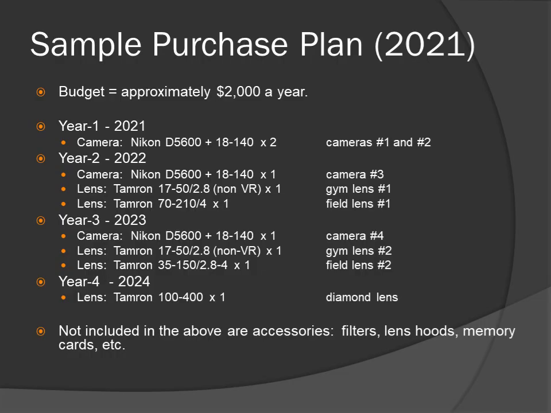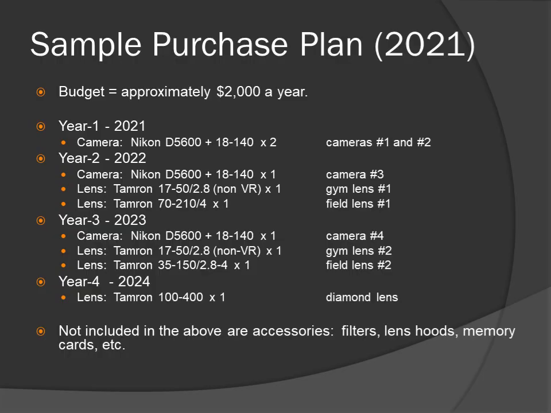Sample purchase plan. This was done in 2021, and this is for my class. Budget approximately $2,000 a year. Year 1, get 2 cameras, camera number 1 and camera number 2.